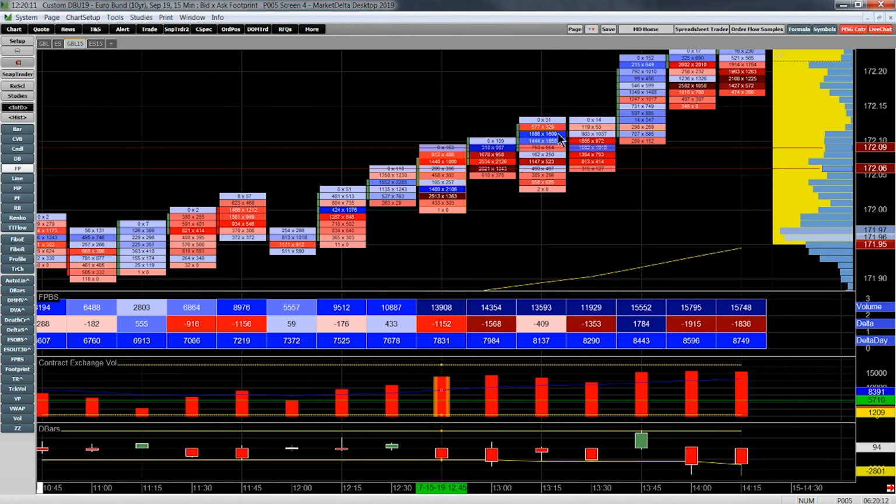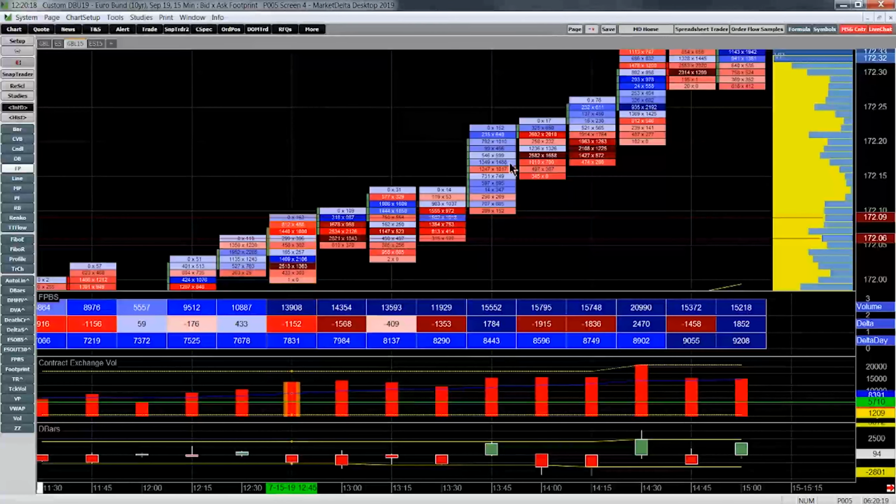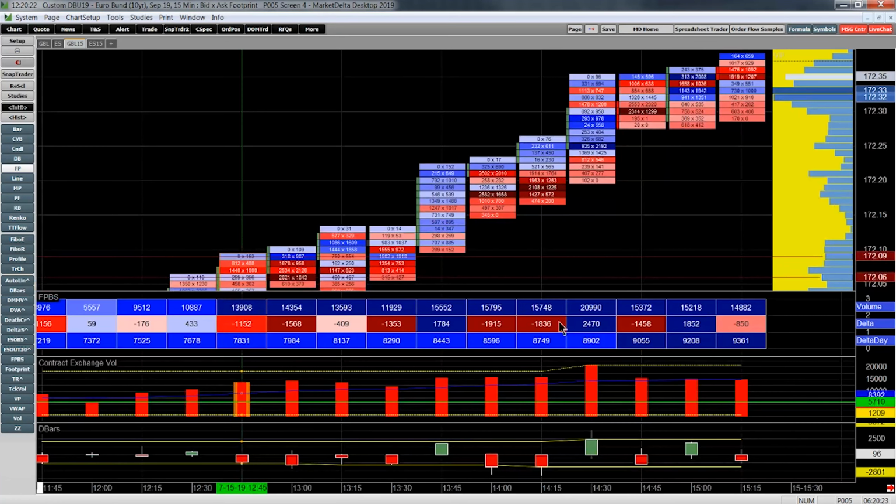We can see a substantial amount of volume, very chunky volume. 06s to 9s traded out yesterday. Okay, market moves higher again. Market moves higher on negative delta. Market moves higher on negative delta.